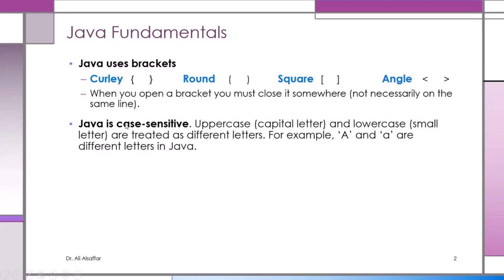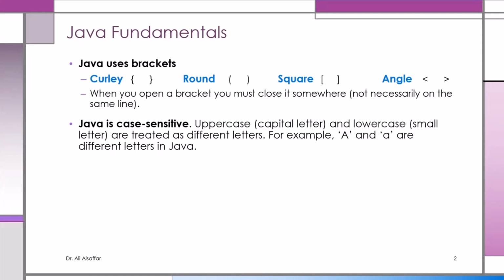Case sensitive, what does it mean? It means if you write a letter to Java, Java makes a difference between small letter and capital letter. You know that in English, capital letter A and small a represent the same letter. But to Java, they are different.